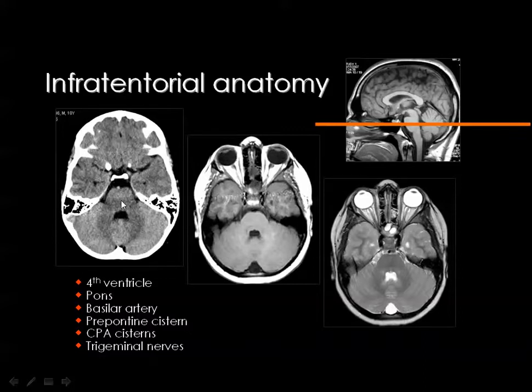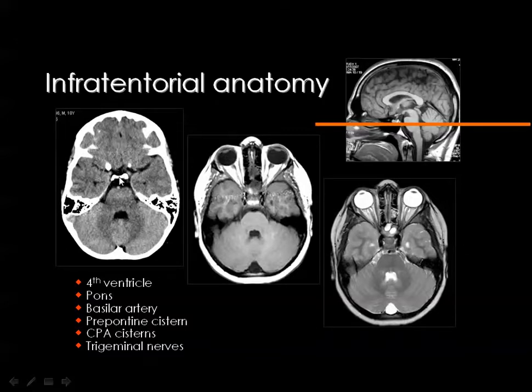Then knowing that this is the pons, and this is the cerebellar hemisphere on the left side, and this is the right cerebellar hemisphere, and in the midline you have part of the cerebellum which is known as the cerebellar vermis. Then anterior to the fourth ventricle you see the pons. Anterior to the pons you see this famous artery which is known as the basilar artery, and the basilar artery lies in a very important cistern which is known as the prepontine cistern or the retrosellar cistern.